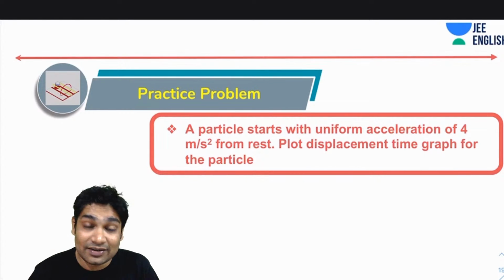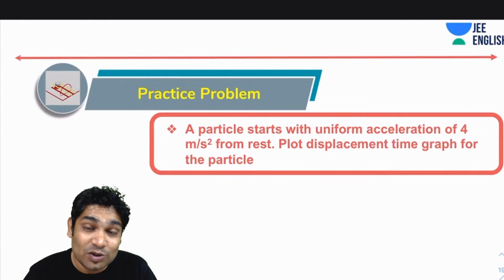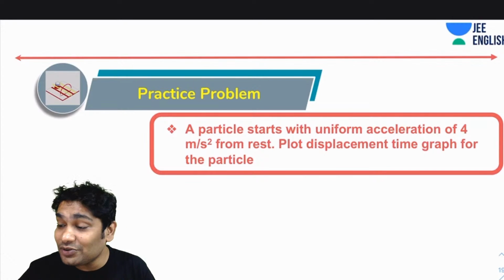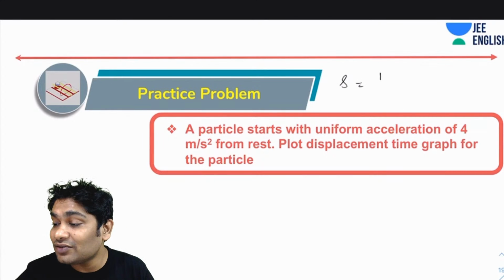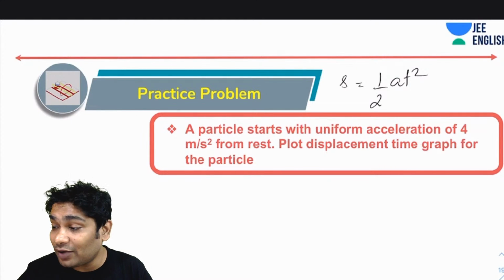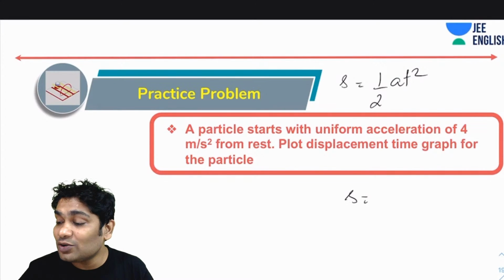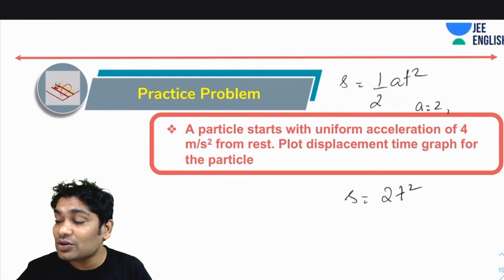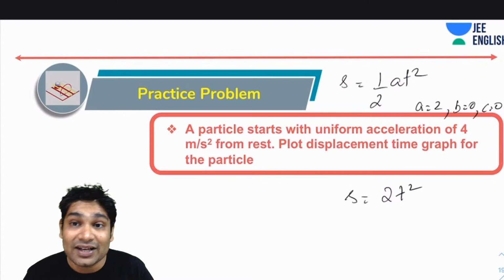Here you will realize the x coordinate was minus b over 2a. What is the value of b here? What is the displacement equation that you use? You use the equation s equals half at square, right? Why? Because u is 0. So half at square, a is 4. So I get my equation as s equals 2t square. So what I am realizing is a is 2, b is 0 and c is 0. Alright, these are the three things that I realize about my equation.